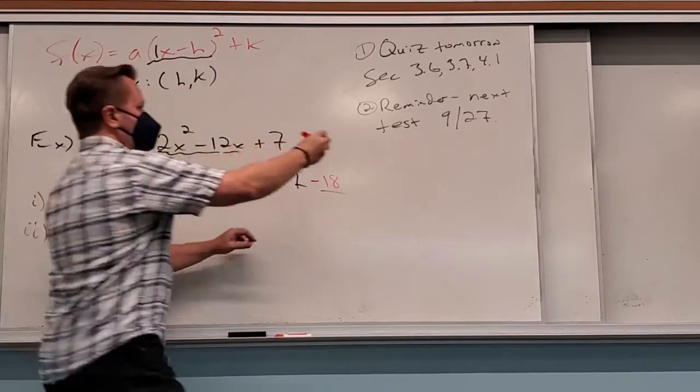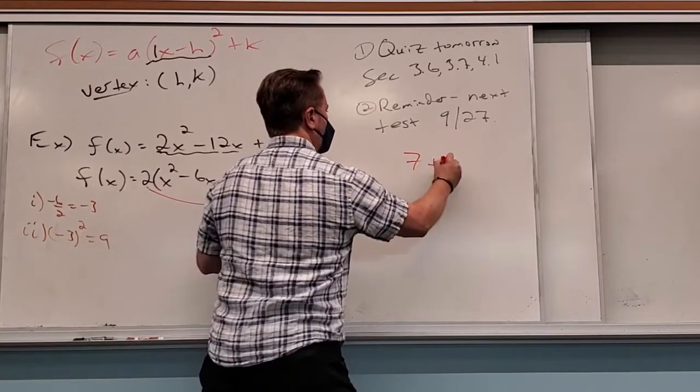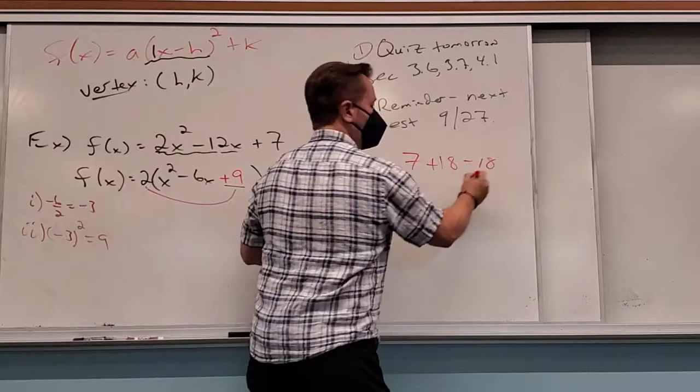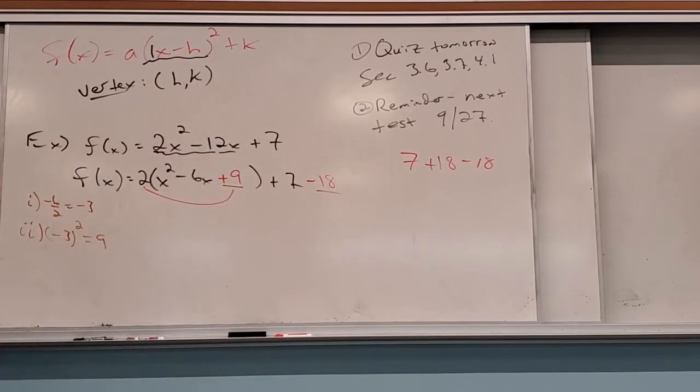So again, it's kind of silly. If I have 7 and somebody adds 18 to it, how do I make it 7 again? I subtract 18, right? That's all that we're doing right there. If I add 18 and I do nothing, I change the problem. I have a different parabola. It's not the same as it was at the beginning.